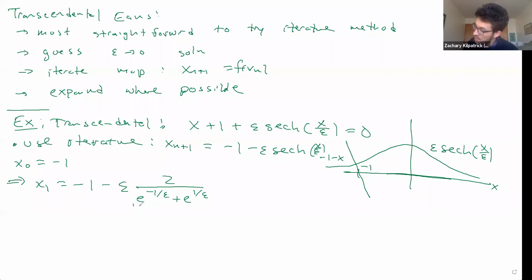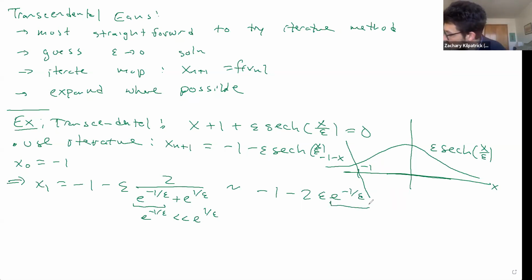So that means that this term here is negligible. Not even in an algebraic sense, but in an exponentially small sense. So e to the minus 1 over epsilon is much smaller than e to the 1 over epsilon. So that means that I can essentially drop this term. So I have 1 minus 2 epsilon e to the minus 1 over epsilon. And remember, I can't really Taylor expand this to get some sort of an algebraic power series expansion. So it's unlikely that I might have arrived at this just by guessing an expansion. So that's where the iterative method comes in handy.